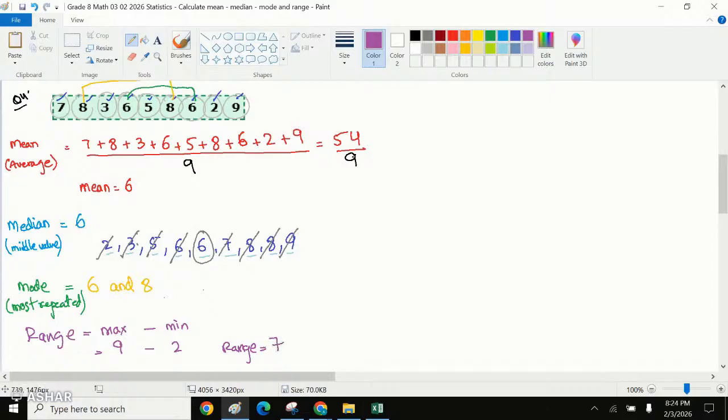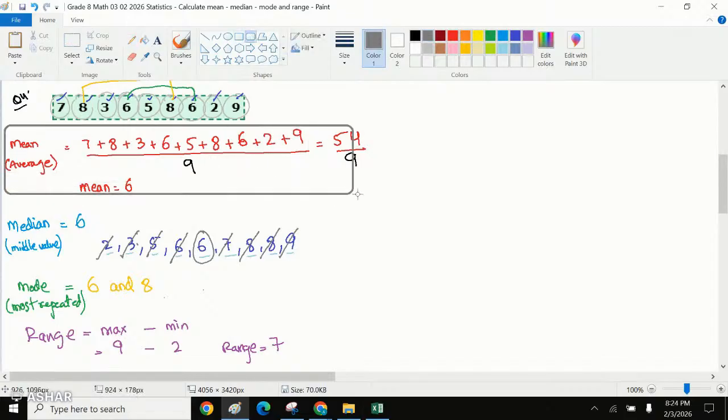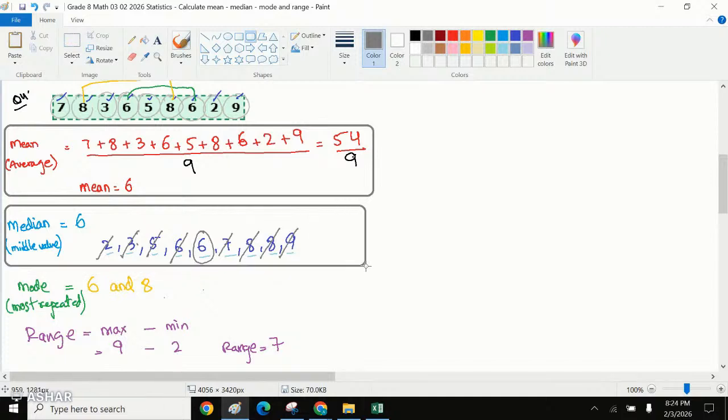Okay. What we did was we tried to find the average score. We add all the numbers and we count the numbers. There were 9 numbers. We add 9 numbers. We divide by 9. We get the mean. Then we try to find the median. Median means the middle value. So what we did was we wrote all the given values in ascending order, right?